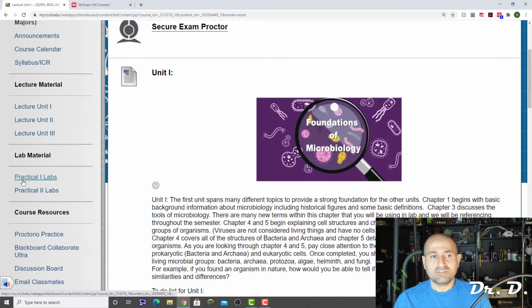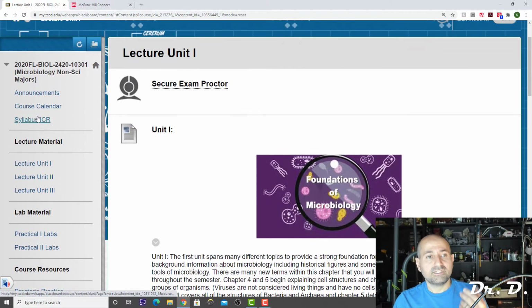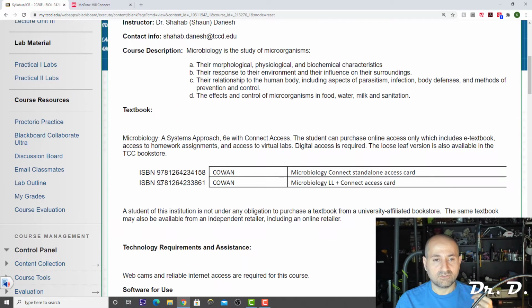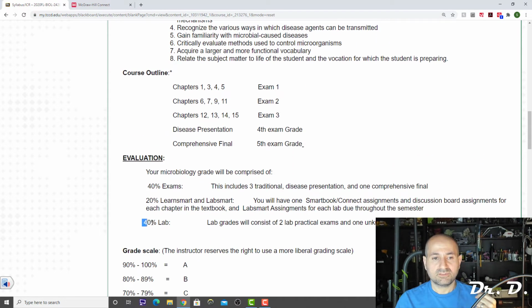Let's hop over to lab, which remember, labs are about 40% of this semester's grade. 40% of the grade is lab, and the lab grades will consist of 2 lab practical exams and 1 unknown report. Okay, so what are lab practical exams? These are lab exams, and they will be administered on eCampus. And you will also be responsible for turning in an unknown report.